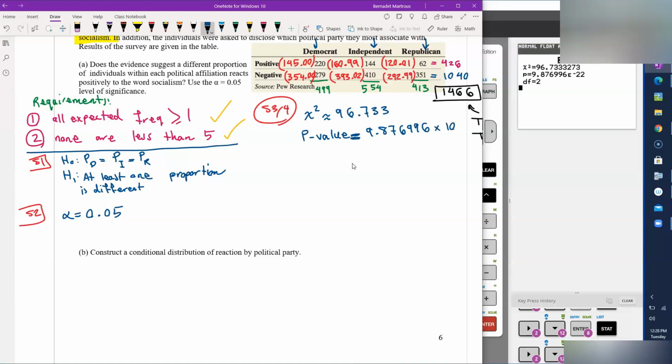Multiplied by 10 to the power -22. So rounding this one, it is a very small number. That's why I'm writing 0 positive. Depending on what it's asking, if it was asking to round to 4 decimal places, you're going to write it this way.